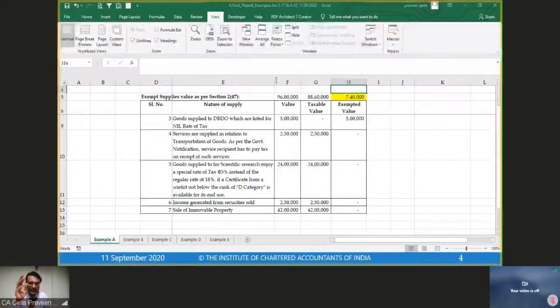7,40,000. So for limited understanding, when I read my definition in subsection 47, exempted supply is very, very important for us to understand. This particular example gives clarity on how we interpret various transactions, to see whether it is an exempt supply or not. So friends, the answer for this question is 7,40,000. Quickly, let me come back and check what answers others have given.